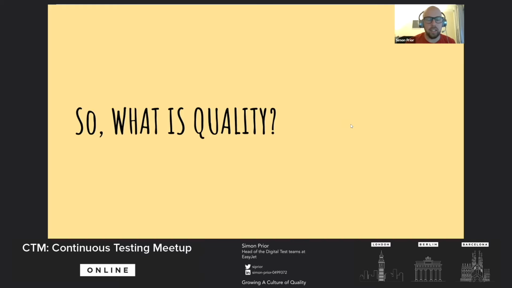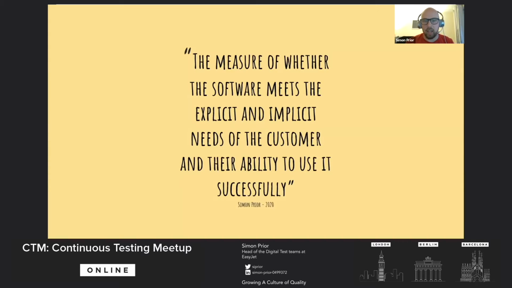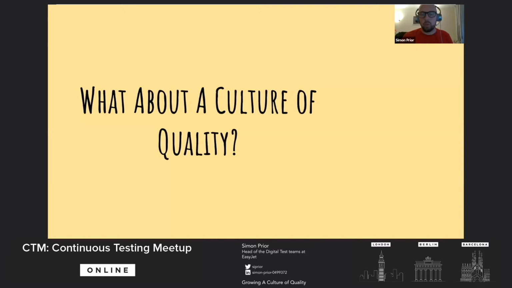Well, I did put a definition together just in case anyone didn't come up with anything. So let's just go through that. It's the measure of whether the software meets the explicit and implicit needs of the customer and their ability to use it successfully. Sorry, I've got 2 angry dogs in the background as well. So the example I always come to at this point is you can have 2 apps. One can be quite buggy, but customers absolutely love it. And the other one can be absolutely bug free, but no one's using it. They can have the same functionality, but one's just not being used. And you would question which one has the greater quality. So that's where the argument of what quality is comes from.